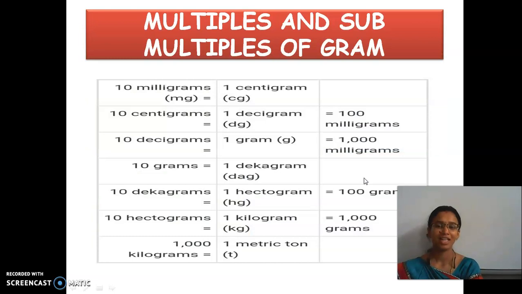Okay. And these are the multiples and sub-multiples of gram, that is kilogram. It is used to measure weight. First, 10 milligram is equal to, these are the smaller units which we have not used. We use milligrams for research purposes. During research, for using an amount of salt or some quantity of chemicals in labs, we use these smallest units of gram. And then 10 centigram is equal to 1 decigram.